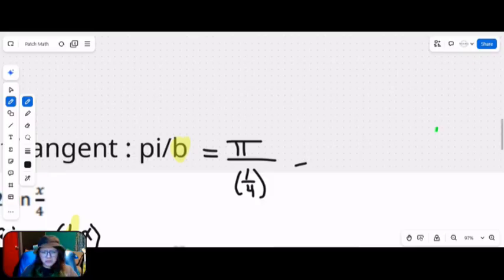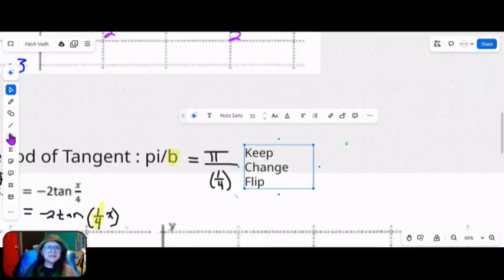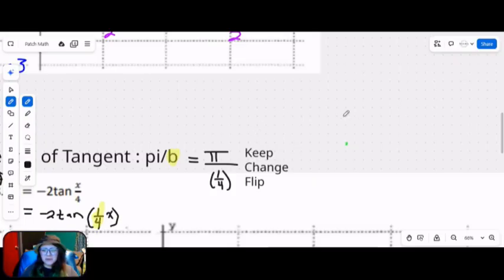And actually, let me put a note on that. There we go. So we can choose to keep the numerator, and we can choose to change the division to multiplication, and we can choose to flip the denominator, and the denominator is 4. And I'm using parentheses to represent multiplication there. And so now our new period is 4 pi.